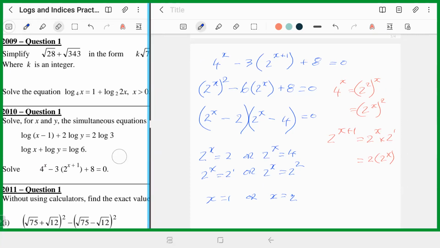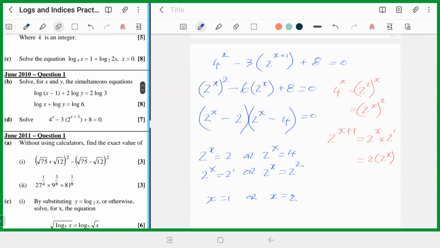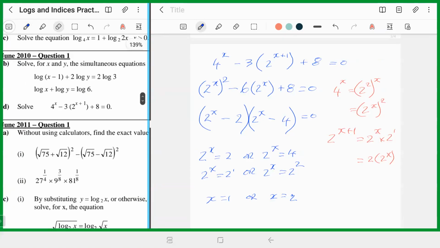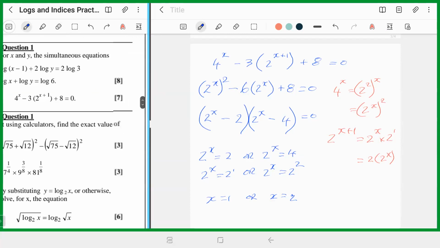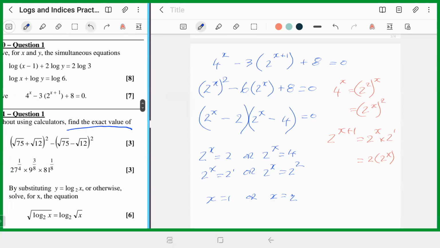That's advanced level work. Let's look at this now. You see our question: without using a calculator, find the exact value of this. Meaning that you cannot use a calculator on it. When you finish, exact value means you can leave it in surds. Alright? Let's go.